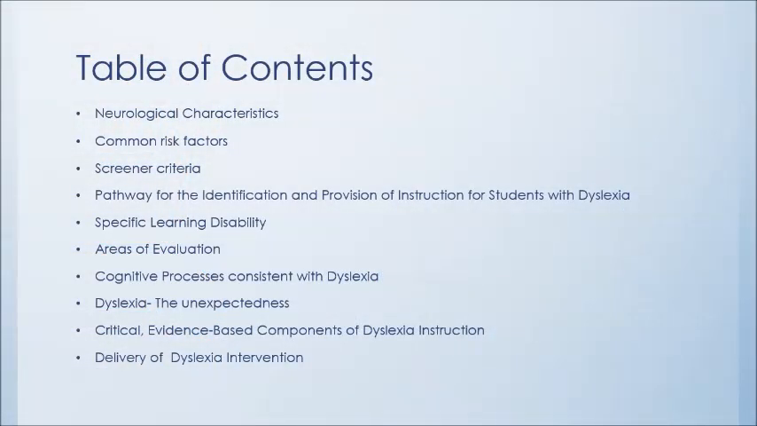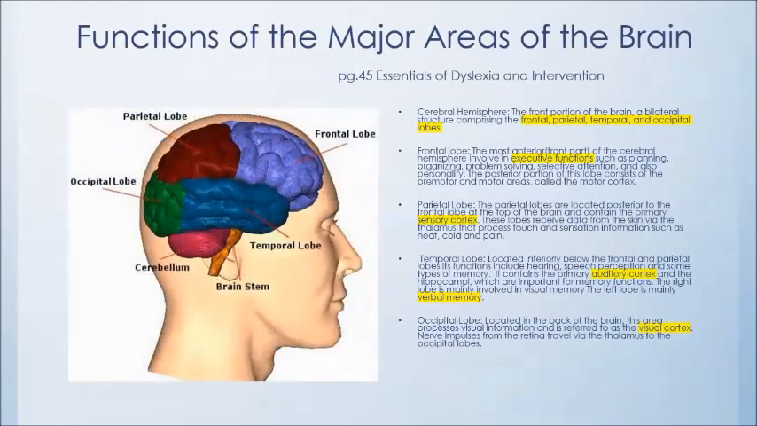Our table of contents includes neurological characteristics, common risk factors, screener criteria, pathway for the identification and provision of instruction for students with dyslexia, specific learning disability, areas of evaluation, cognitive processes consistent with dyslexia, dyslexia, the unexpectedness, critical evidence-based components of dyslexia instruction, and delivery of dyslexia intervention. We'll go ahead and begin with the functions of the major areas of the brain.